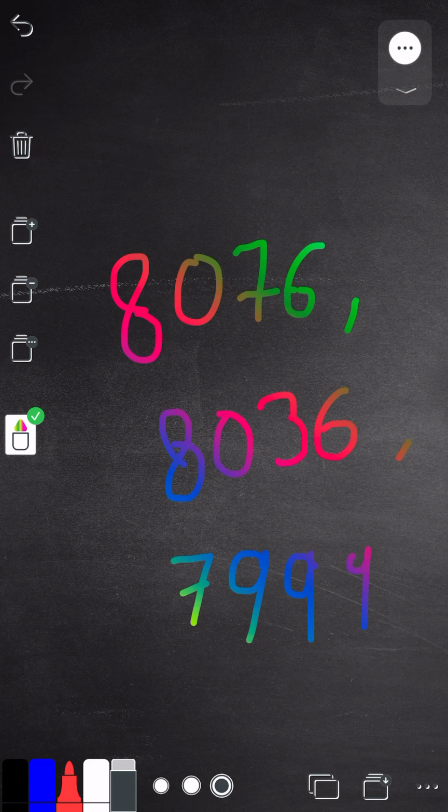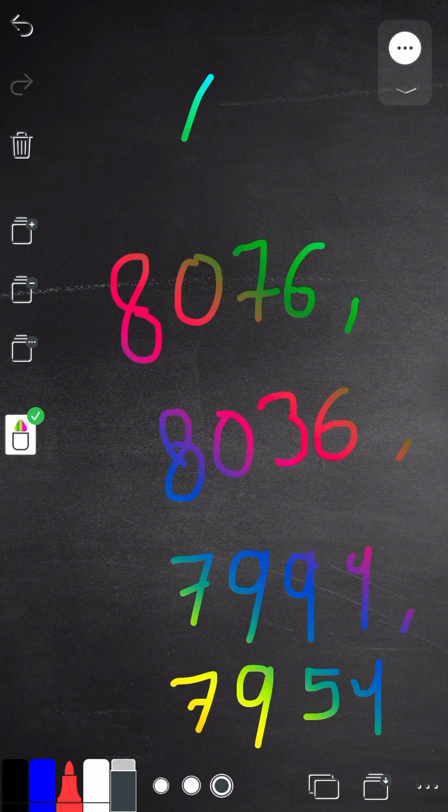Okay. And the next number is 7,954. What is being changed here? Is it minus or plus? And what is the number that we are changing each time, subtracting or adding?